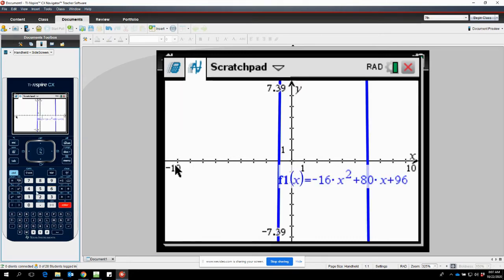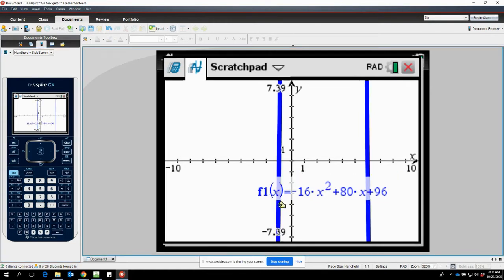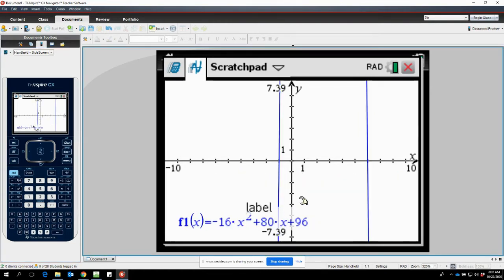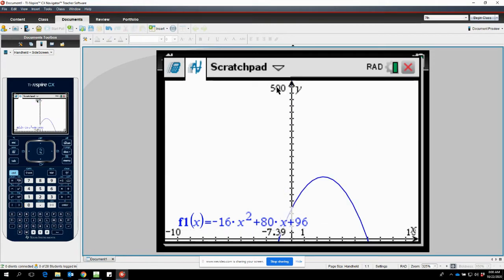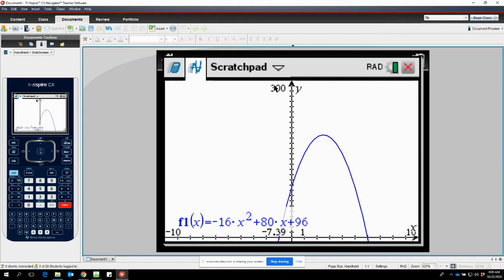Enter. Again, you have to find a good window. The more you practice with the calculator, the better you'll be at finding a good window. In the x direction, this is perfect because I can see it go up and down. In the y direction, I need to change the y max. One way is to go here, double click, and we don't want it to be 7. We want it to be probably at least 100. Okay, 100 was not big enough. 500? That was way too big. 300, that's fine. So that's one way to change it.